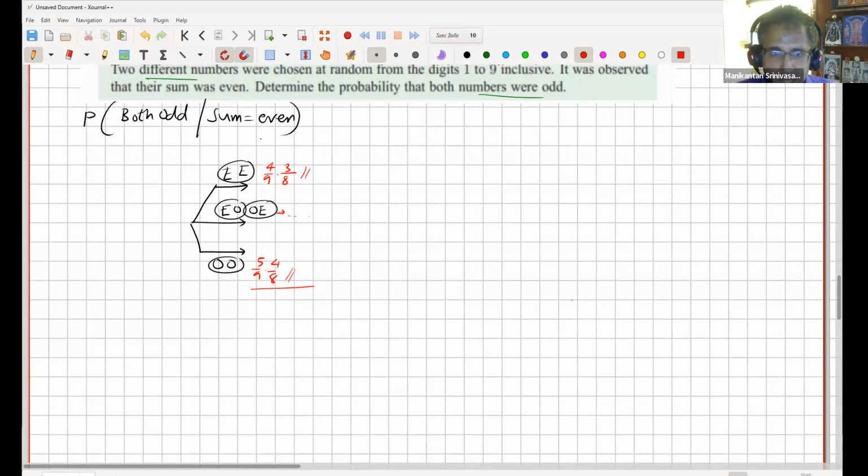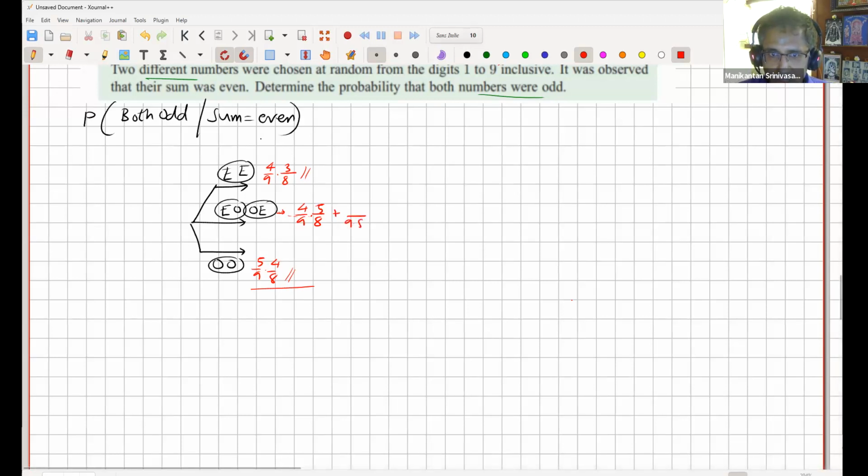Now let's see. Even, odd. So first one must be even, so it's 4 out of 9. Second one must be odd, which is 5 out of 8. Or the reverse, which will be exactly the same, right? Odd, even will also be the same probability. Or if you technically have to do it, first one must be odd, which is 5 by 9. Second one must be even, which is 4 by 8. Same thing. So this adds up to 20 plus 20, 40 over 72.